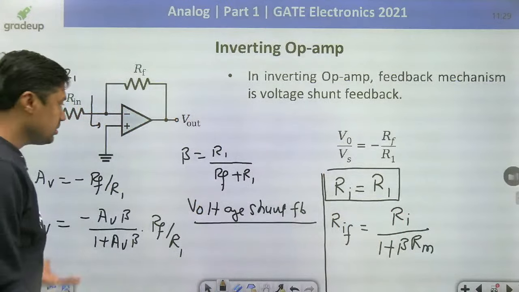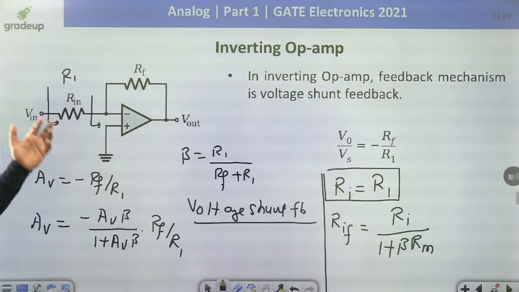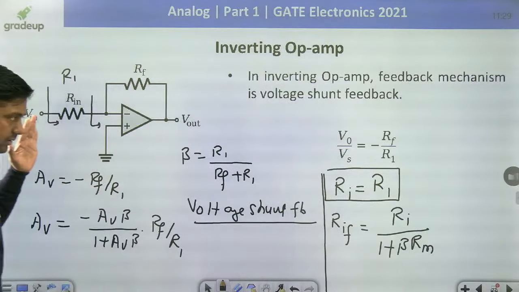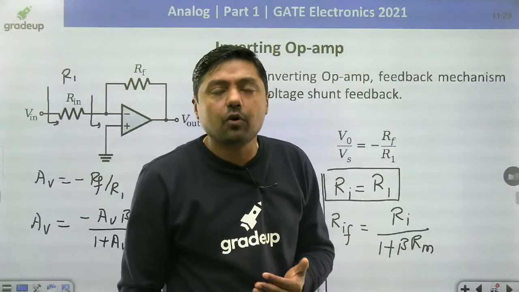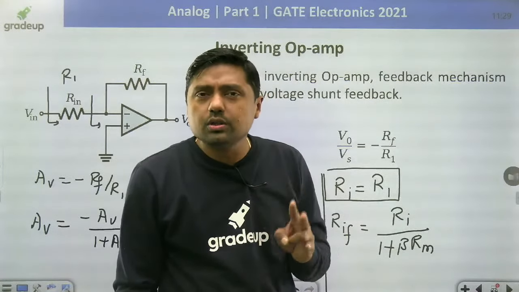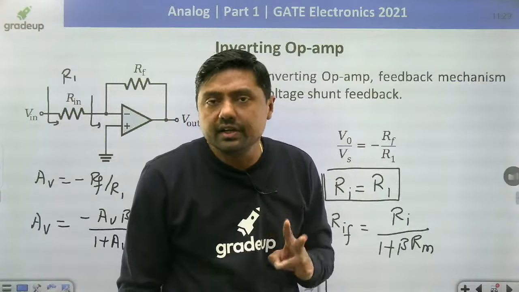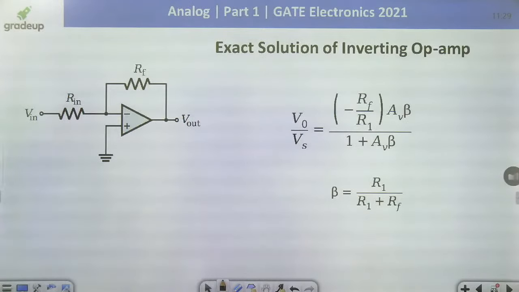So this is everything about the inverting operational amplifier. Okay guys. तो यहीं से क्वेश्चन आएंगे, आपको डायरेक्ट फॉर्मूला याद रखना है. Voltage shunt feedback, both input and output resistance decrease. Next one, that is the exact solution.